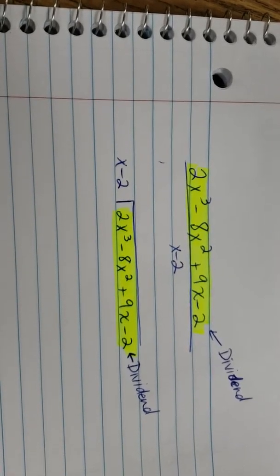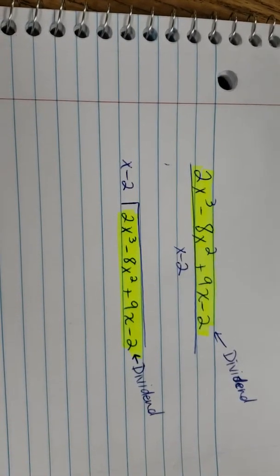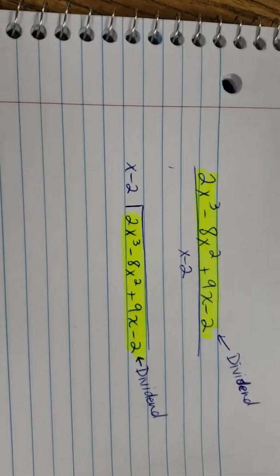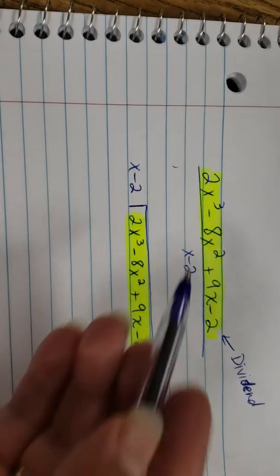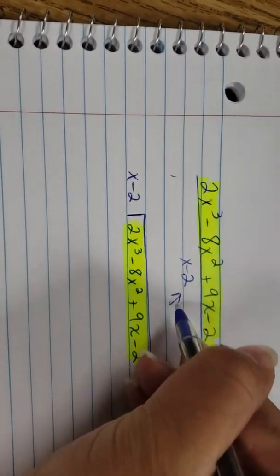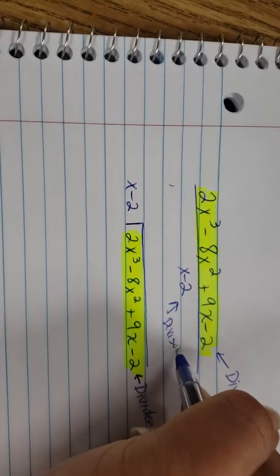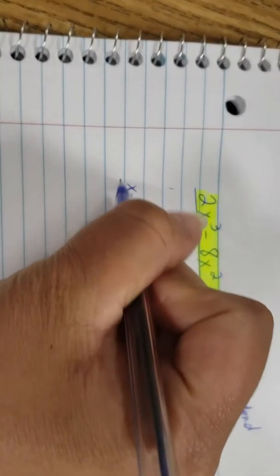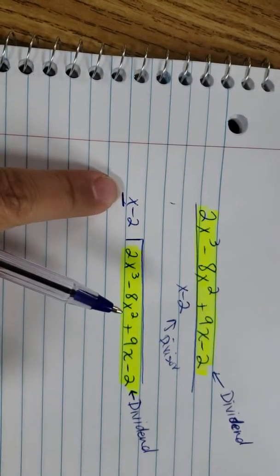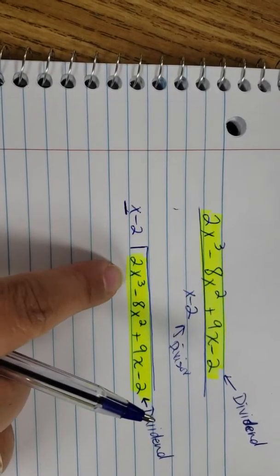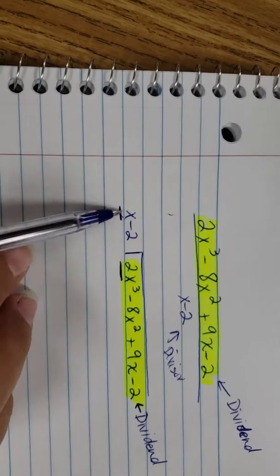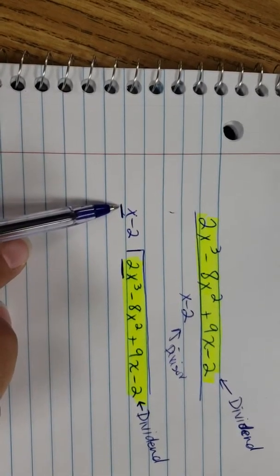So the way this works is it follows the same rules as long division for regular numbers. By the way, this is called the divisor, okay? We're going to take the first term of the divisor and see how many times it goes into the first term of the dividend. So in other words, you're thinking 2x cubed divided by x.